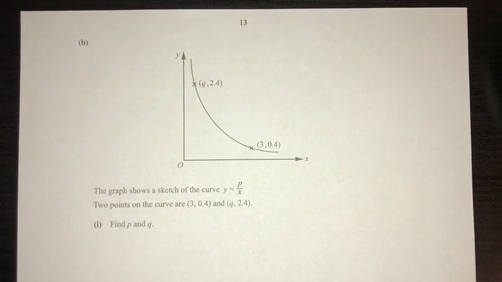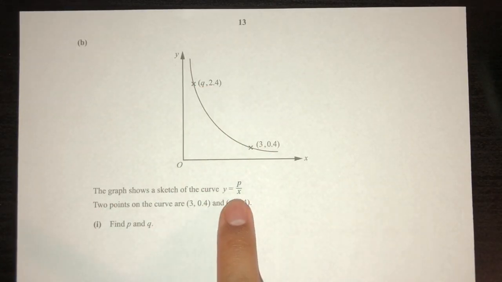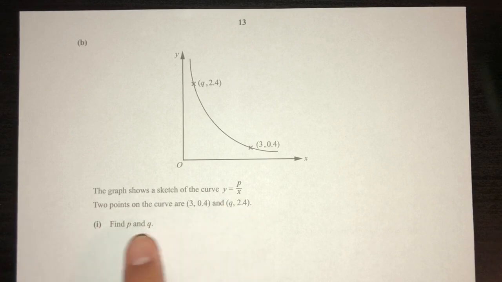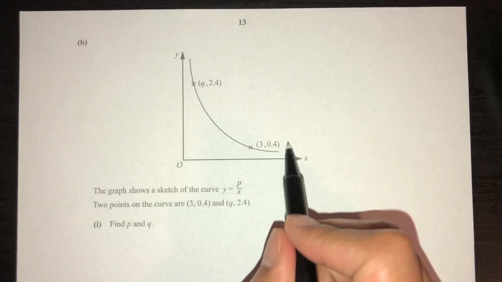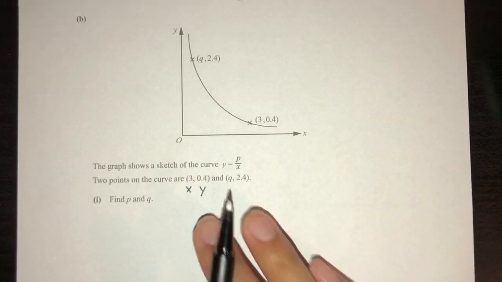So here we have another curve, as you can see, and we have the values given to you for those 2 points. The graph shows a sketch for this curve. The 2 points are given to you. Find the values of P and Q. So one by one, let's first find the value of P. Use this point. This is the X value. This is the Y value.